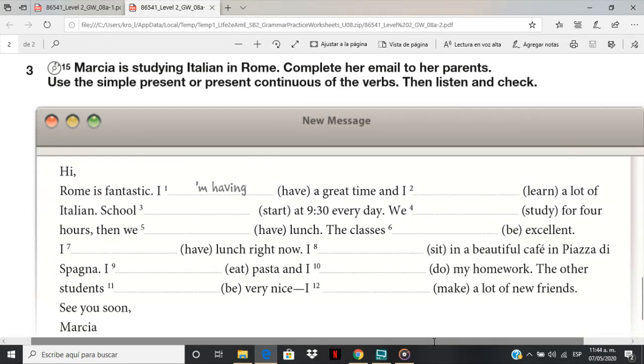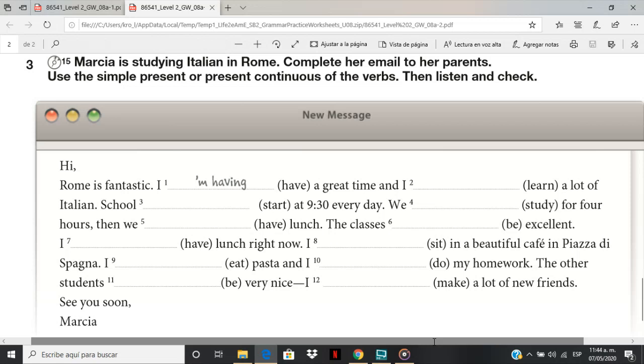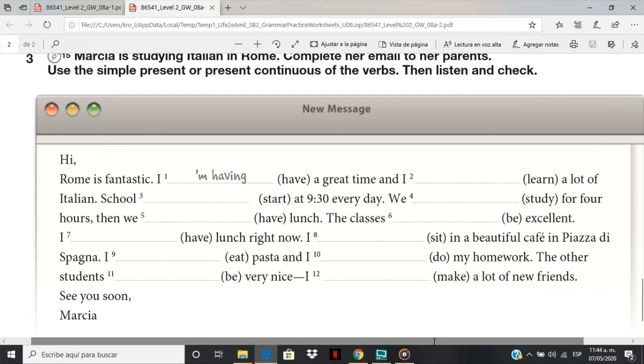Okay. Now for this last exercise, yes, we will have another audio. It's about Marcia, right? She's studying Italian in Rome. What do you have to do? Complete her email to her parents. She's writing, right? Use the simple present or present continuous of the verbs. Try to answer this exercise before the listening.